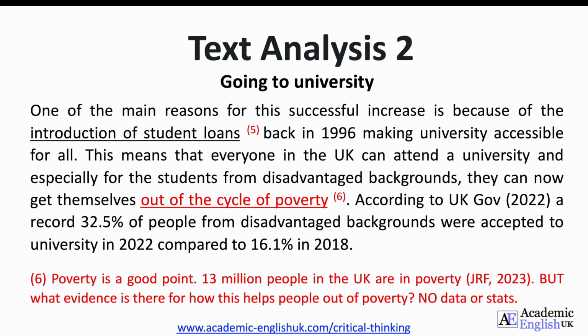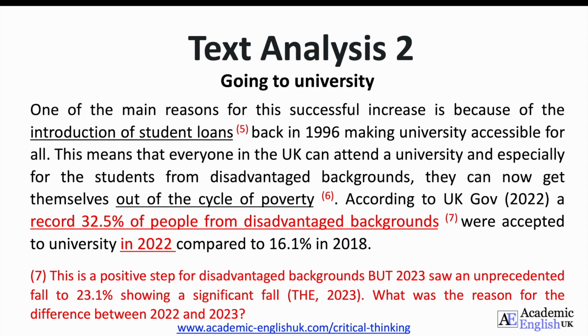Point 7. A record 32.5% of people from disadvantaged backgrounds were accepted to university in 2022 compared to 16.1% in 2018. This is a really positive step for disadvantaged backgrounds. But if you fact check 2023, you may find that there was an unprecedented fall, according to the Times Higher Education supplement, of down to 23.1%. This asks the question of why is there such a big difference between 2022 and 23?